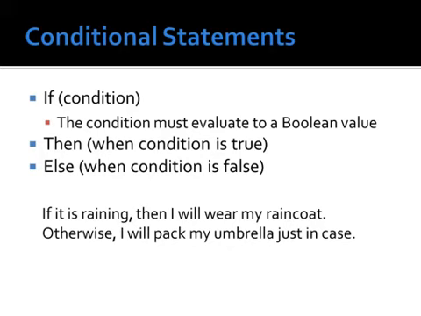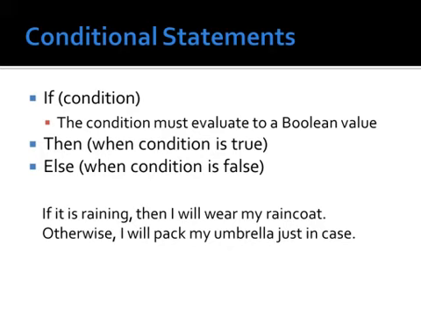Now to our actual if statement. We say if raining. In the then portion of the statement we set wear raincoat to true and pack umbrella to false. In the else portion of the statement we set wear raincoat to false and pack umbrella to true. This corresponds to the otherwise part of our sentence.